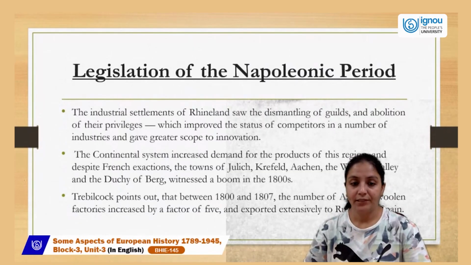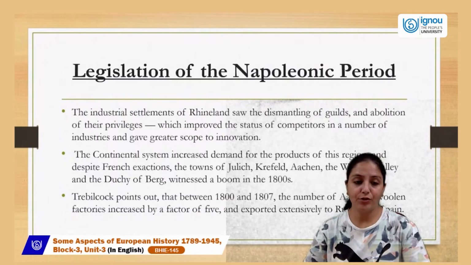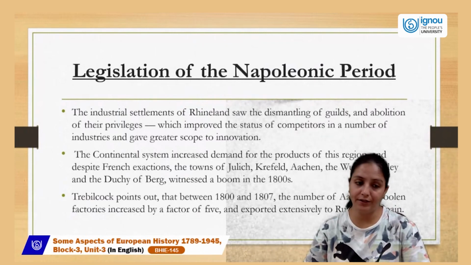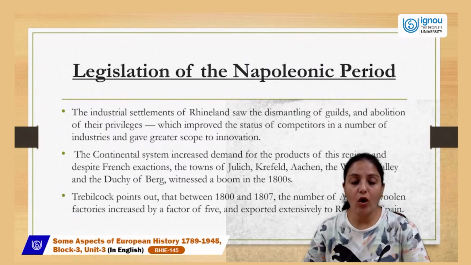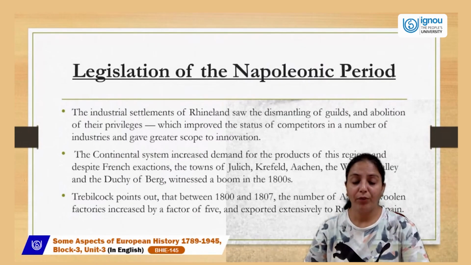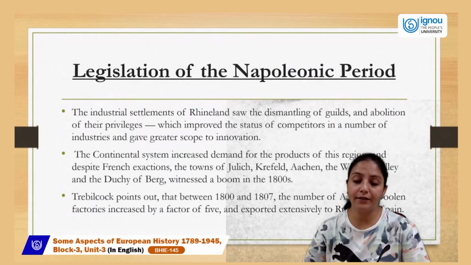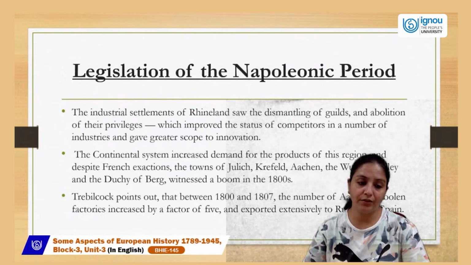Yes, these areas, which towns? Jülich, Krefeld, Aachen, Wupper Valley, and Duchy of Berg. These towns were witnessing the bloom in the 1800s. Travelcock points out that between 1800 and 1807, the number of Aachen's woolen factories increased by a factor of 5.